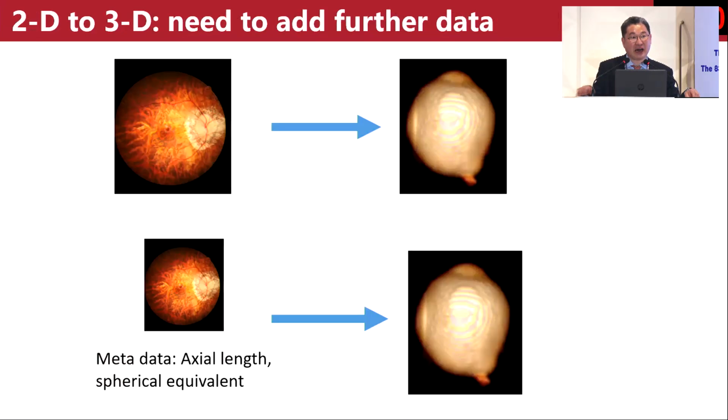So the question is, are we able to use GAN technology, generative AI, to convert a 2D full color fundus photo directly to a 3D MRI ocular shape? The answer is no, this is not possible. But it might be possible if you add more information, what we call multi-modality data, like metadata. If you tell the AI the axial length or the spherical equivalent, combining the fundus photo with the metadata, we might be able to generate an MRI ocular shape image.